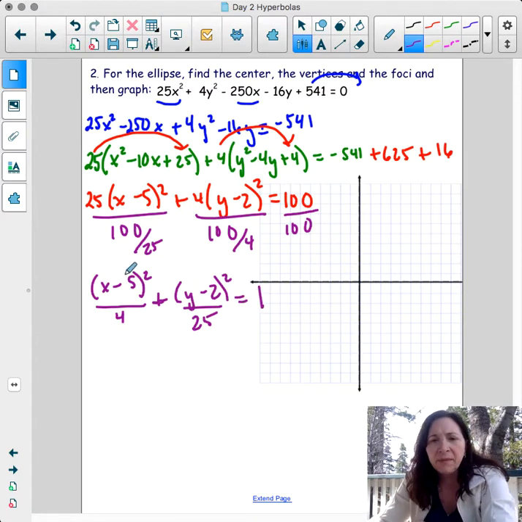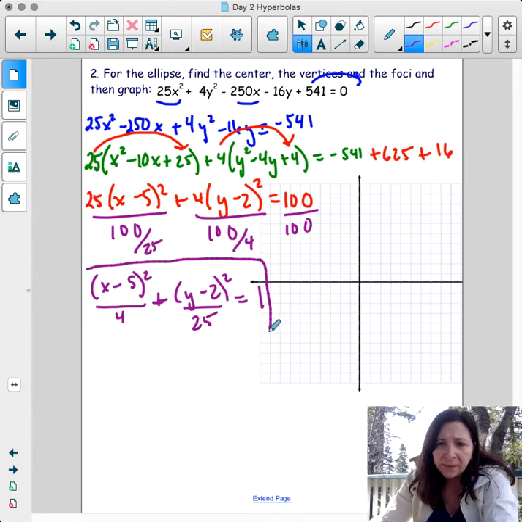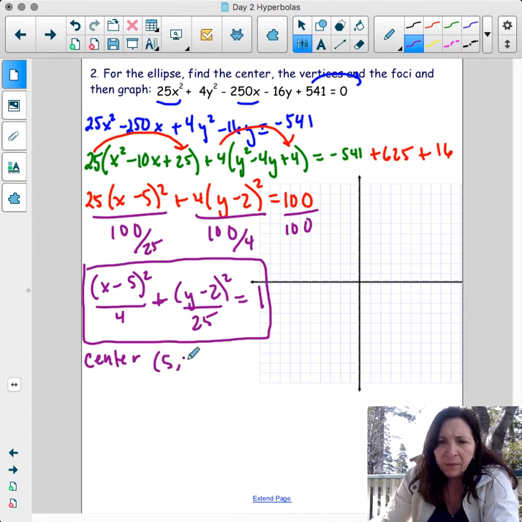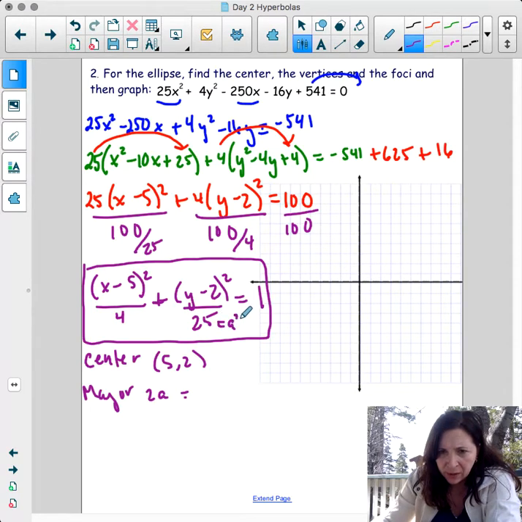And it looks like my major axis for my ellipse is going to be the y direction. So remember, you're going to write down all these values. My center is going to be at parenthesis 5, 2. My major axis is always going to be 2 times a, being the bigger value, that's a squared right here. So a is 5, so 2 times 5 is going to be 10. And my minor axis is going to be 2 times b, this right here being b squared, so b is equal to 2. 2 times 2 is 4.